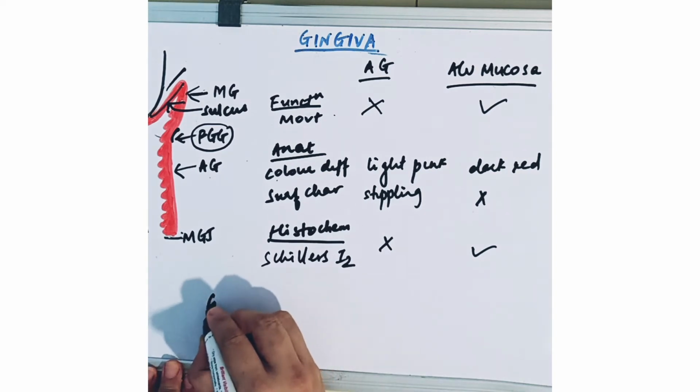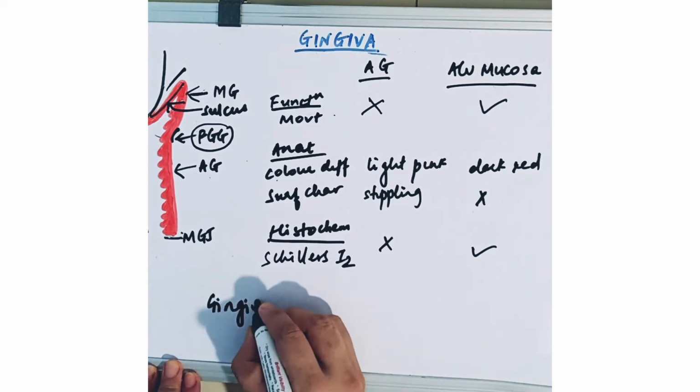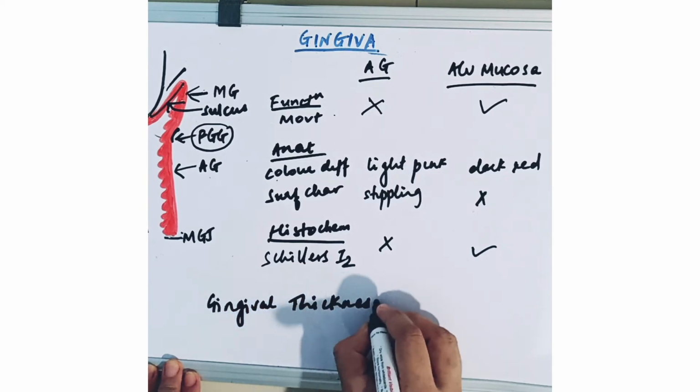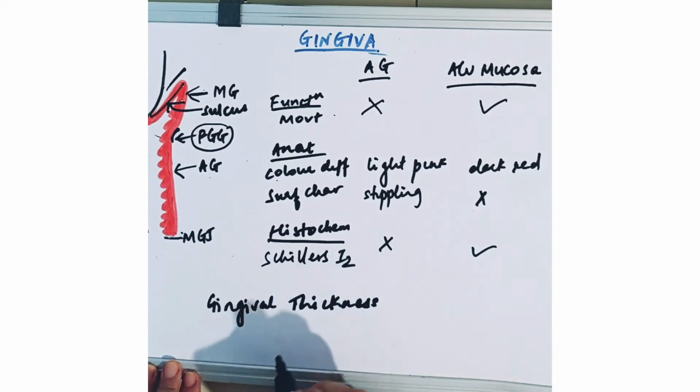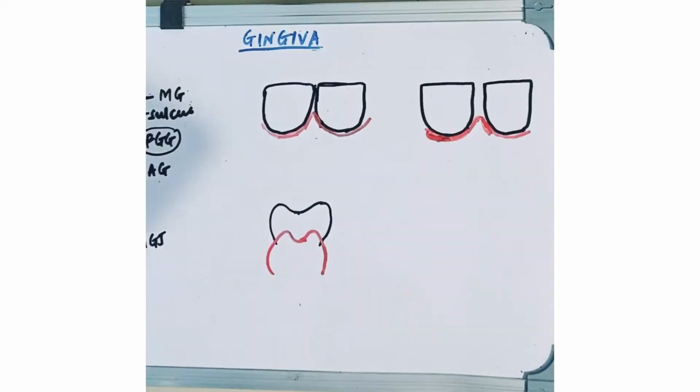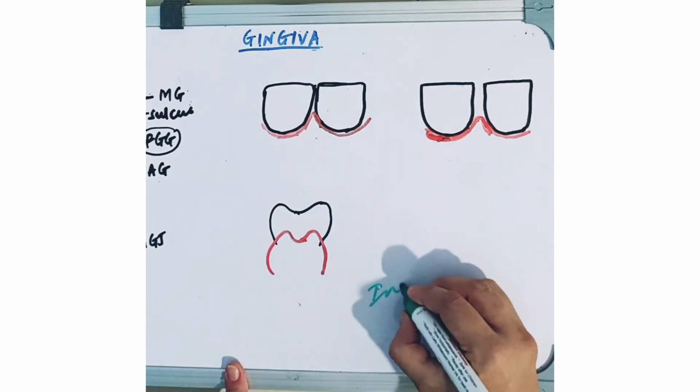Then there is also something called gingival thickness. Now gingival thickness ranges between 0.5 to 2 mm. So we saw about the marginal gingiva and the attached gingiva. Now we come to the interdental gingiva.